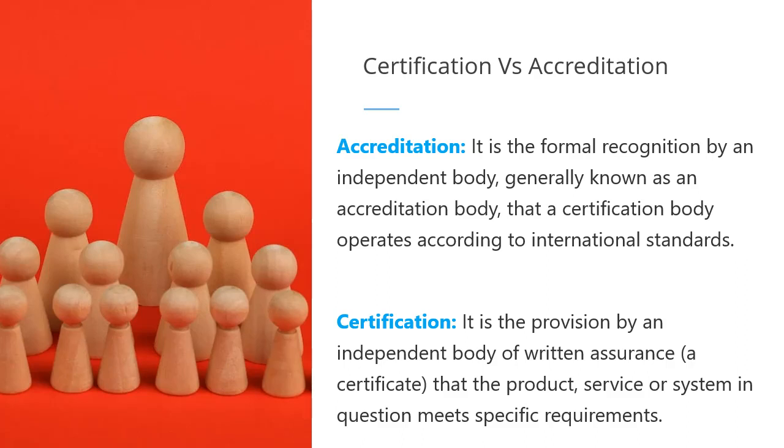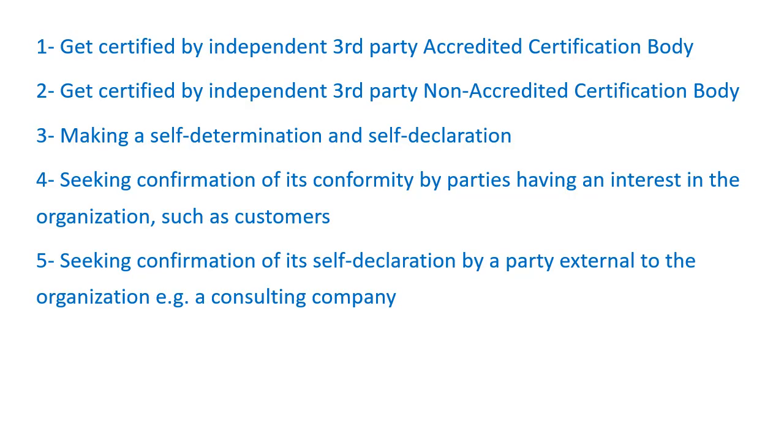You must bear in mind that it is not mandatory for an organization to get certified after implementing any ISO management system standard, for example, ISO 45001. The organization which has implemented and is managing the ISO 45001 standard has the following options. Number one, they can get certified by an independent third-party accredited certification body, or they can get certified by an independent third-party non-accredited certification body, or they can make a self-determination and self-declaration, or they can seek confirmation of their self-declaration by a party external to the organization.